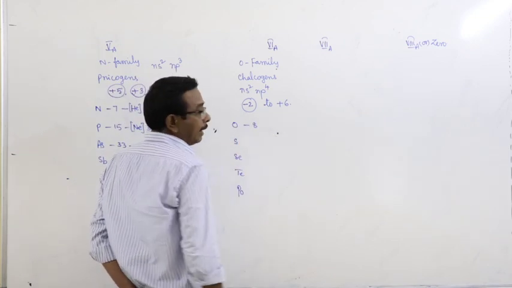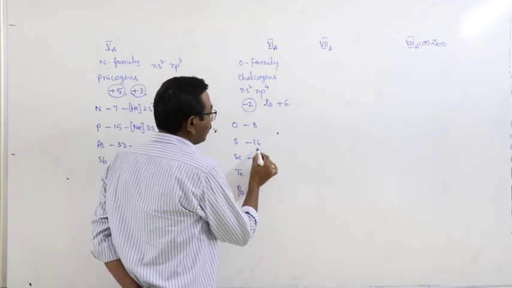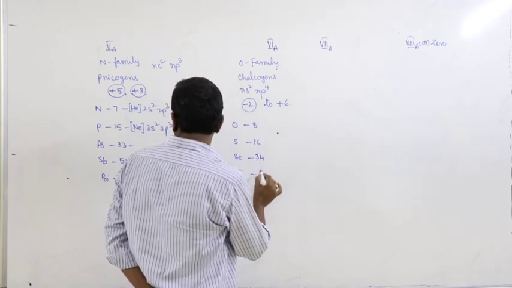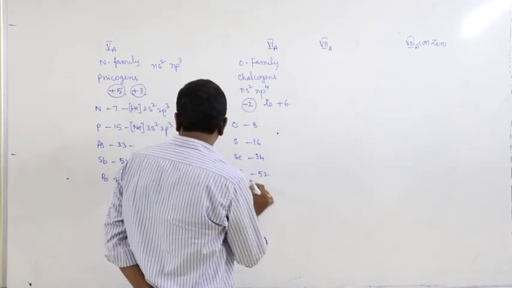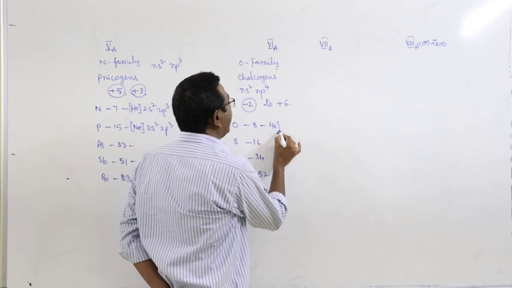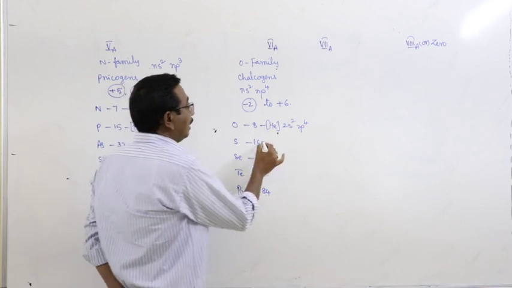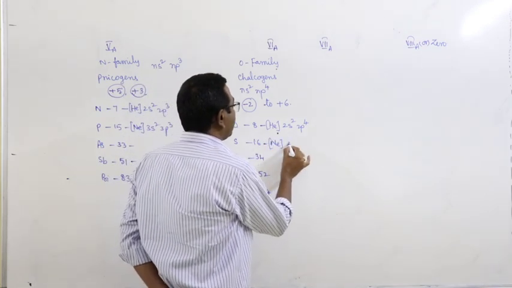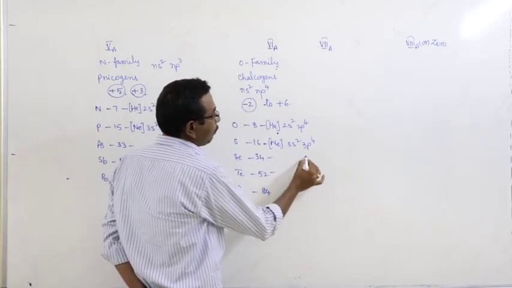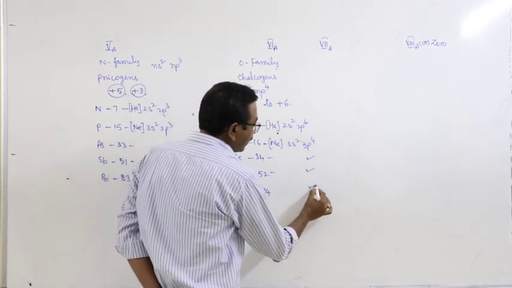Oxygen atomic number 8. Sulfur atomic number 16. Selenium atomic number 34. Tellurium atomic number 52. Polonium atomic number 84. And here the electronic configuration: helium 2s2, 2p4. And this is neon 3s2, 3p4. And in the same way, selenium 4s2, 4p4. Tellurium 5s2, 5p4. Polonium 6s2, 6p4.